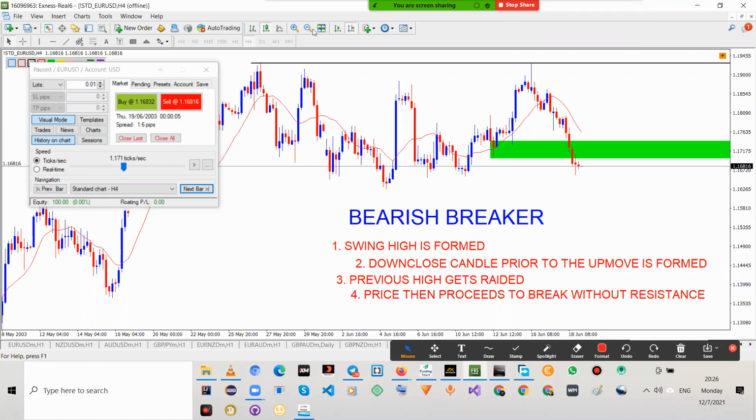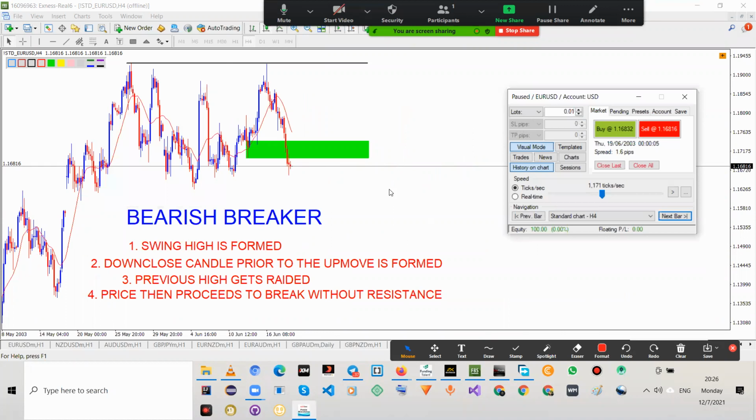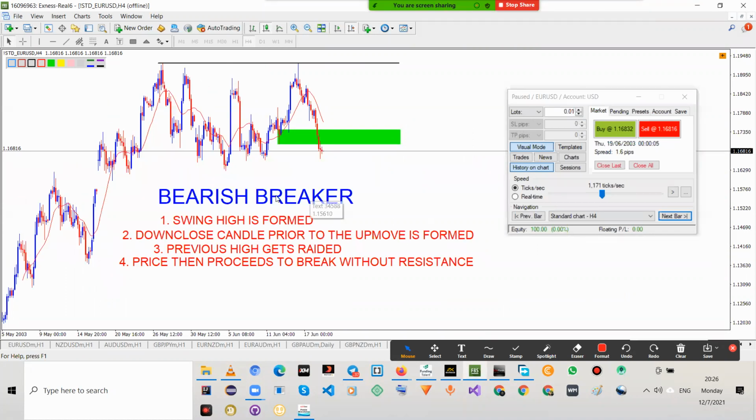As you can see on my screen, I have some notes that I wrote here. So the bearish breaker, these are the conditions for the bearish breaker to be in place, or to be said that it has been formed and made. We need to have what I have written here. So for a bearish breaker to be in place, the first thing we need is a swing high. So let me first put in the swing high using this line right here.